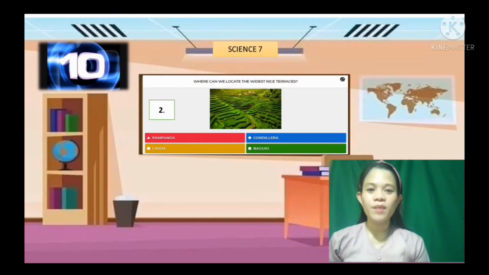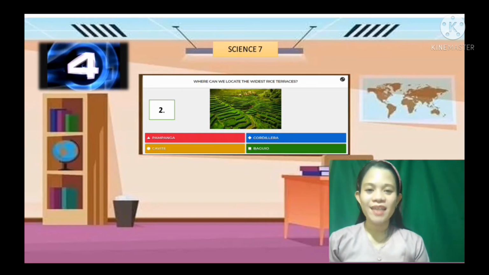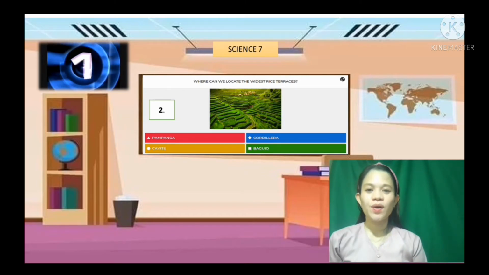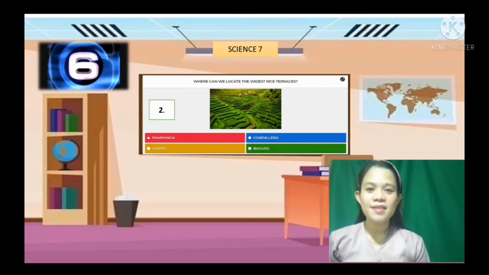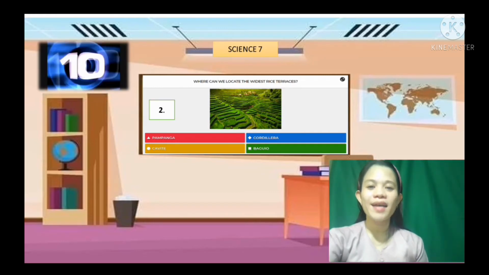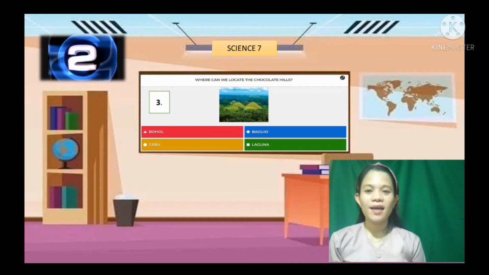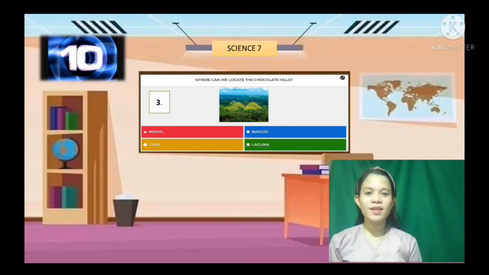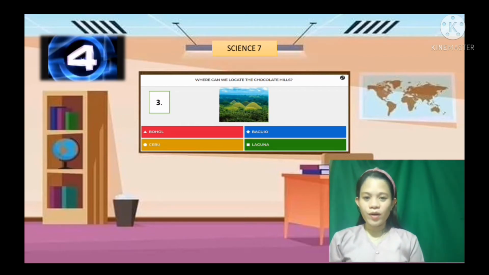Okay, next question. Where can we locate the widest rice terraces? Pampanga, Cavite, Cordillera, Baguio. Let's start: 10, 9, 8, 7, 6, 5, 4, 3, 2, and 1. Next question. Where can we locate the Chocolate Hills? Bohol, Cebu, Baguio, Laguna. Let's start: 10, 9, 8, 7, 6, 5, 4, 3, 2, and 1.